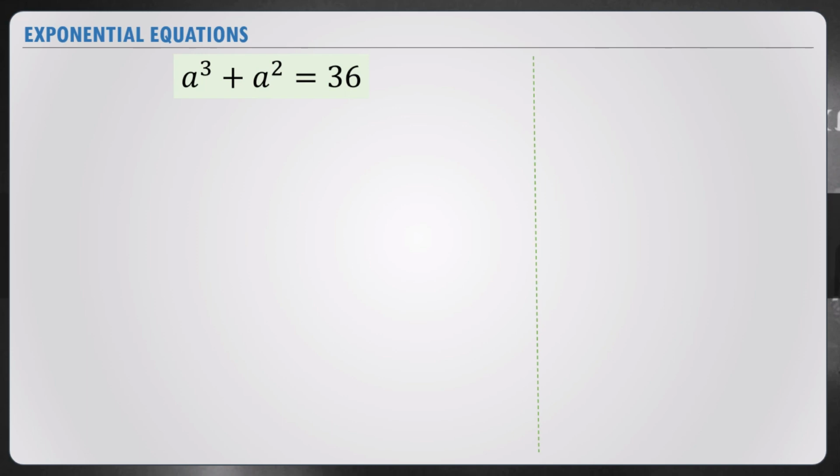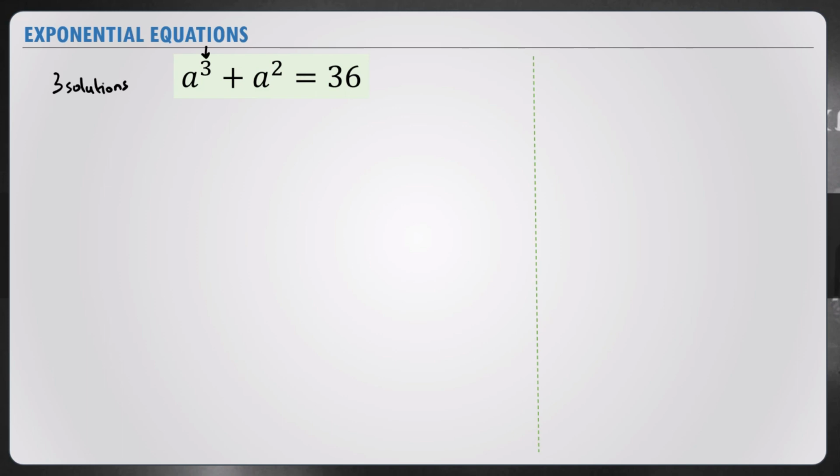Let's see now. We have a cubed plus a squared is equal to 36. Now, this exponent 3 and exponent 2: 3 is not double of 2, so it's not that simple. We can't use the quadratic equation immediately. Let's just do a simple trial and error. This equation will have 3 solutions because we have the highest power as 3.